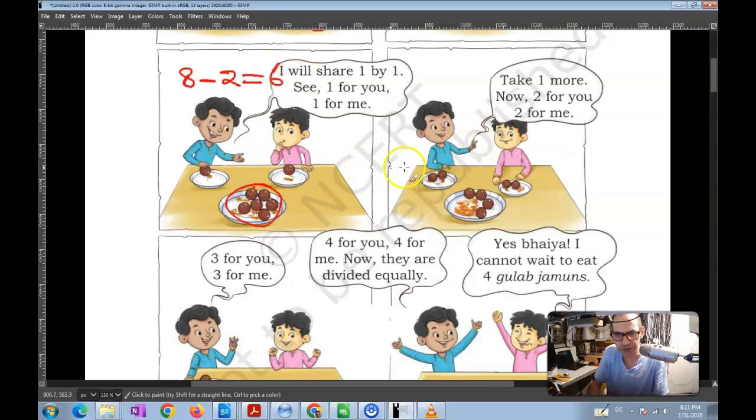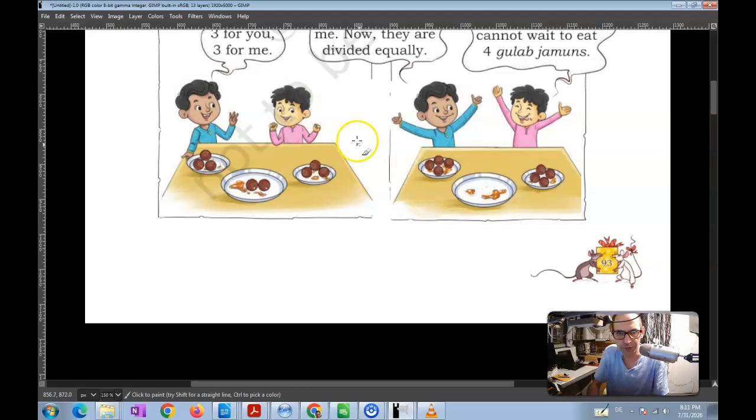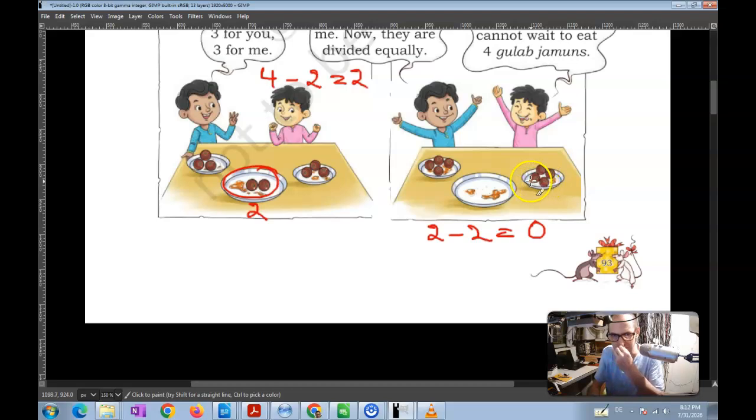Then in this step, from the 6 gulab jamuns that were here, we took away again 2 of them, and what remains is 4. So 4 gulab jamuns remain here, and from these 4 sweets, we took away again 2 of them, and then what remains is a 2. And then again from these 2, you take away the 2 and distribute them among these people, and you get the 0, and then each gets 4 gulab jamuns, right?